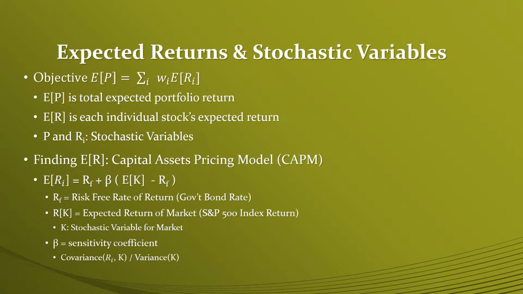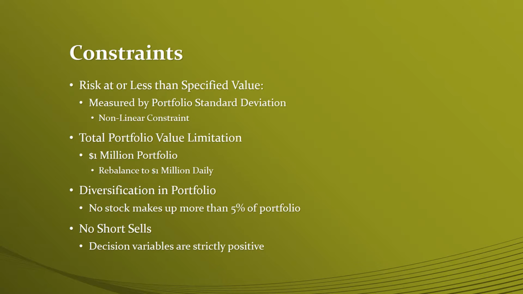So since we have stochastic variables, we have to figure out a way to calculate the expected return of each stock. So I'm going to be using the Capital Asset Pricing Model. There is no universally agreed upon best way to calculate this expected return, since this is predicting the future. But this is one very common model in modern stocks.